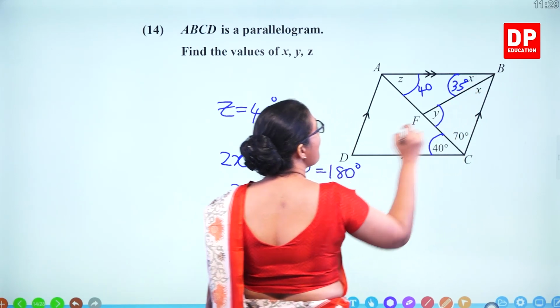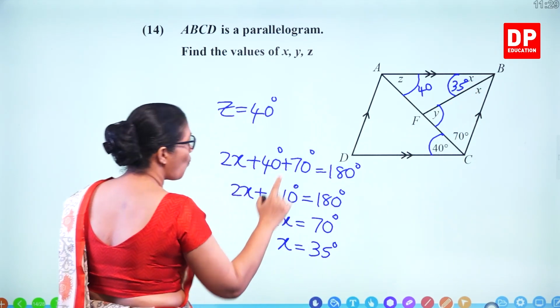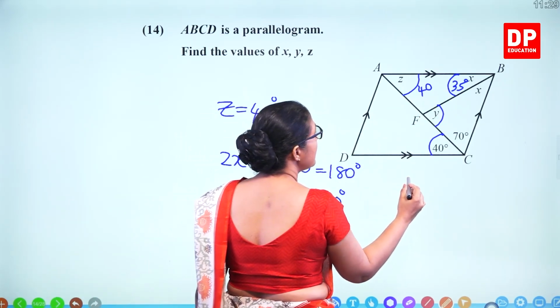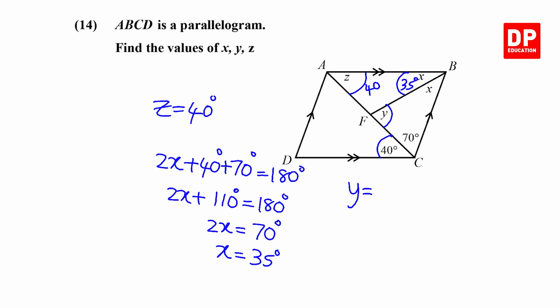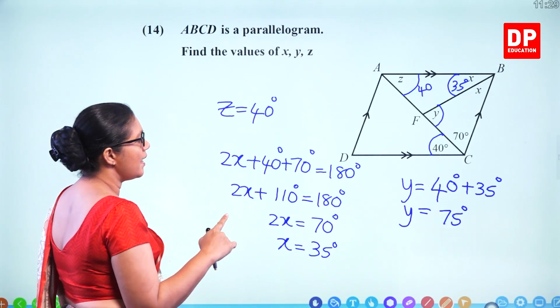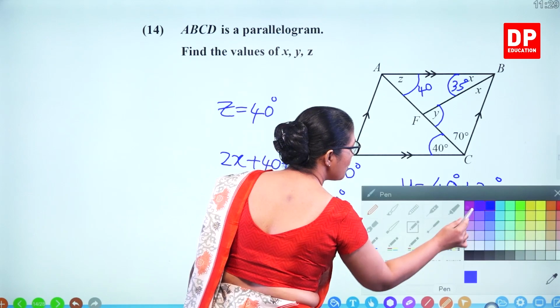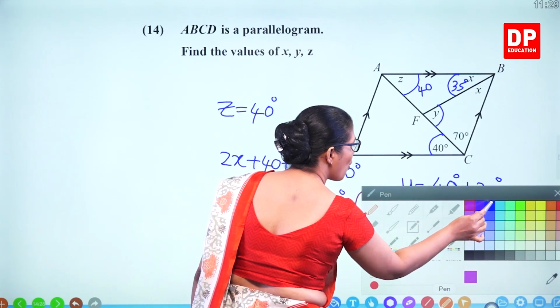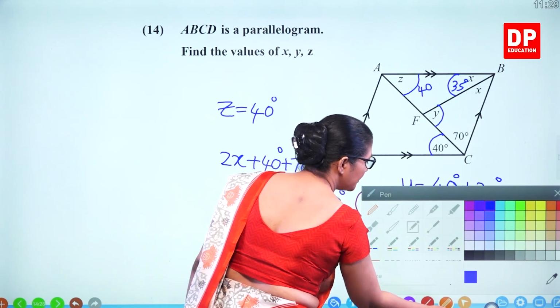Now, what is y? Y is the exterior angle and these two are the interior opposite angles. So y is equal to the sum of the interior opposite angles. 40 plus 35, you get 75 as the y value. So we found z, x and y. So, 2 marks for that. If one is wrong, you get half of the marks.